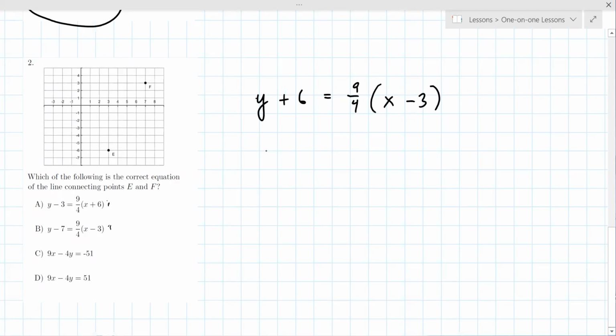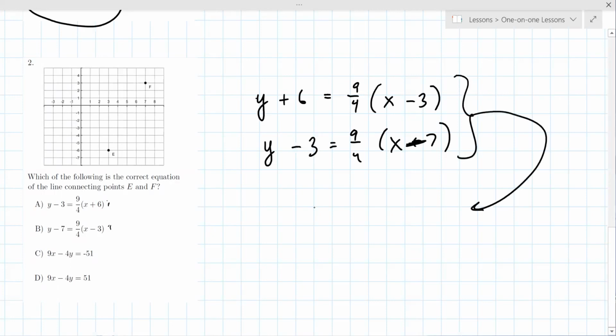If you were to write the other one, I think you said it was y minus 3 equals 9/4 x plus 7. So neither of those are correct. Now, it's minus 7, isn't it? Minus 7. Thank you. Now the nice thing is when you convert point slope to slope intercept form, they're the same. So you can take either of these and convert them. They both create the same slope intercept equation.